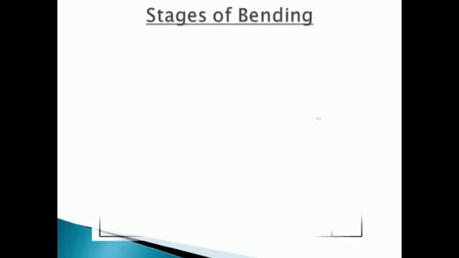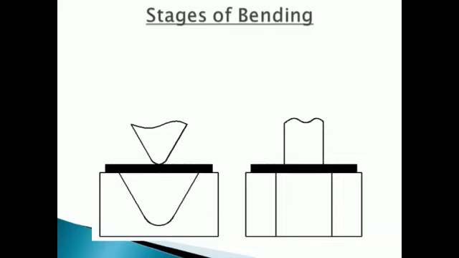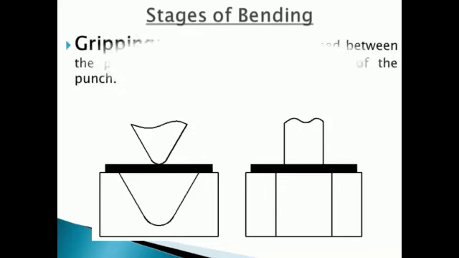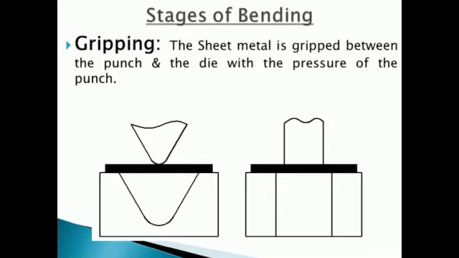Now we will talk about different stages of bending. First stage is gripping, where the sheet is gripped between the punch and the die. Here you can see the sheet is properly resting and gripped by the pressure of the punch. Here you can see the figure.